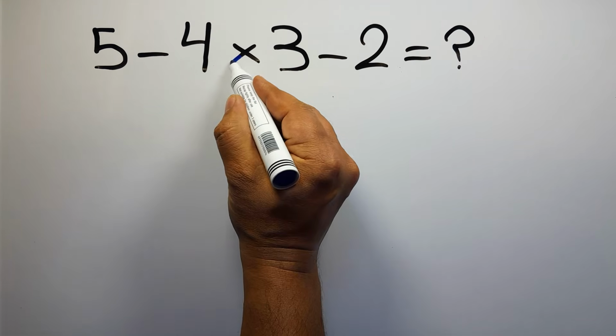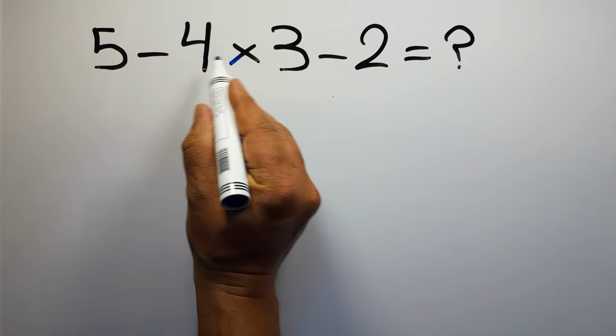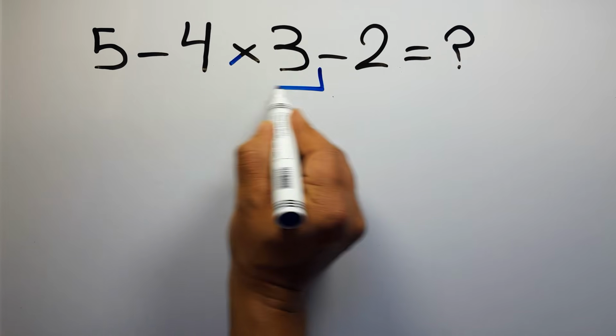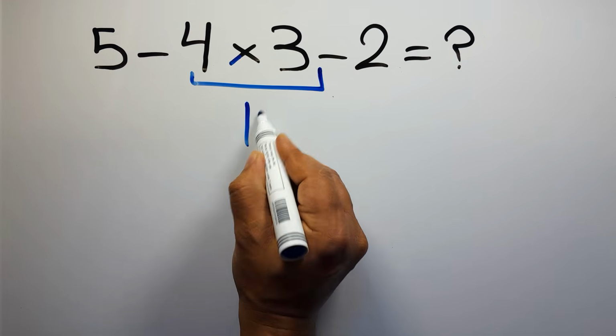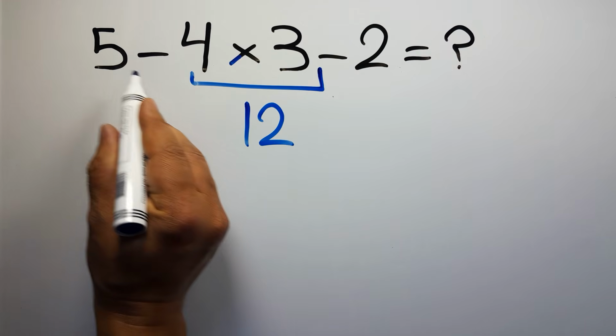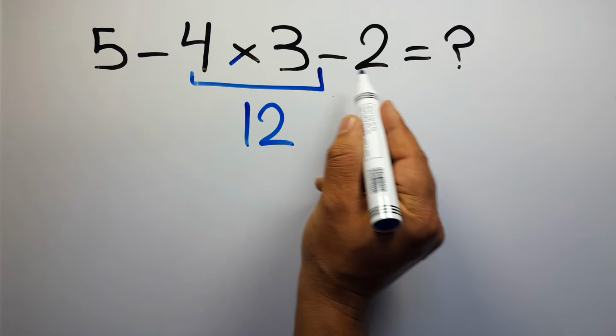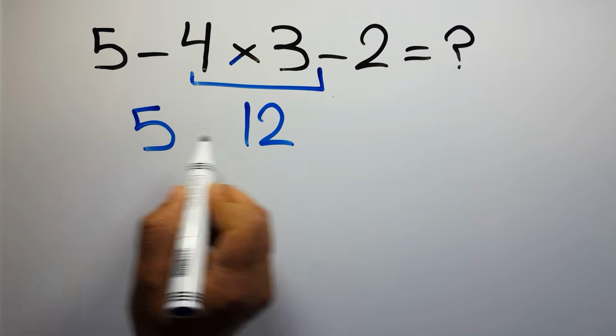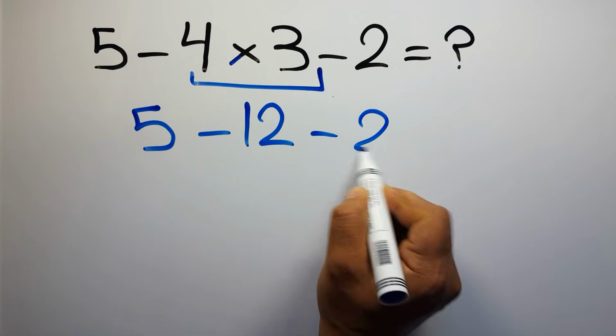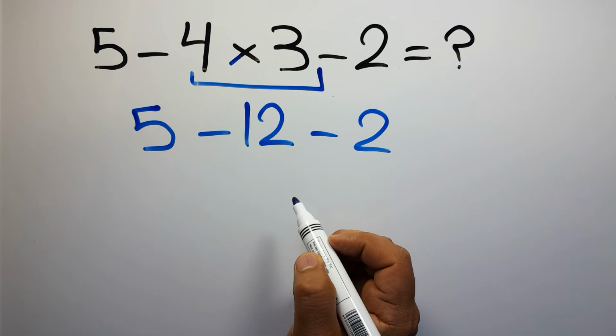So first we have to do this multiplication. 4 times 3 equals 12. So 5 minus 12, then minus 2. Now we have two subtractions.